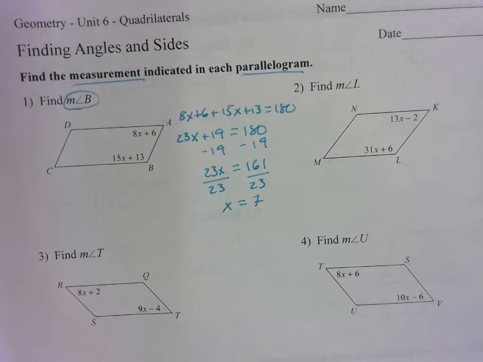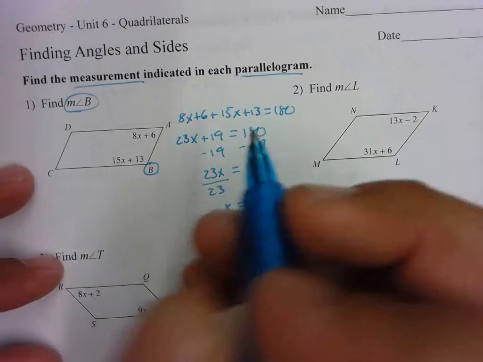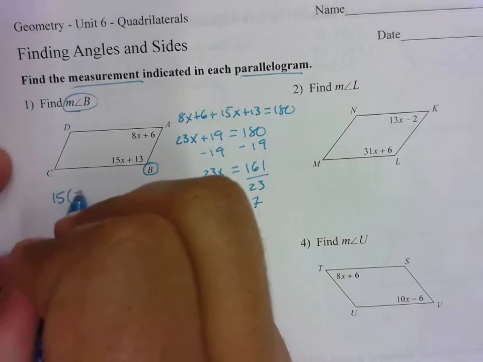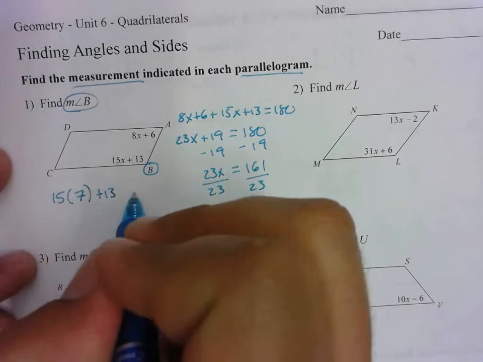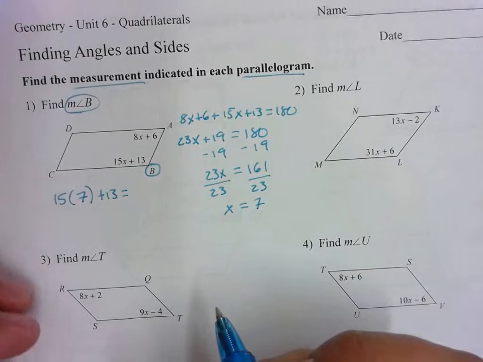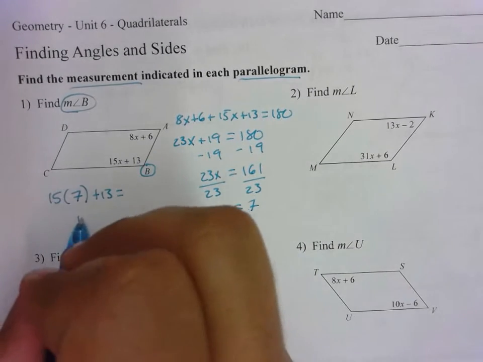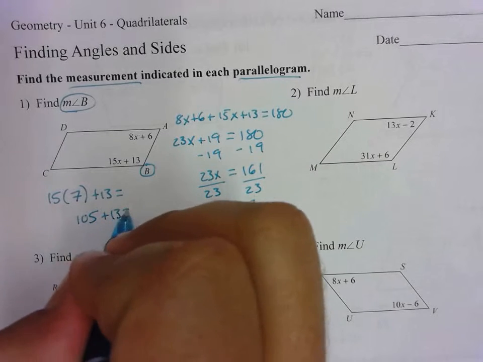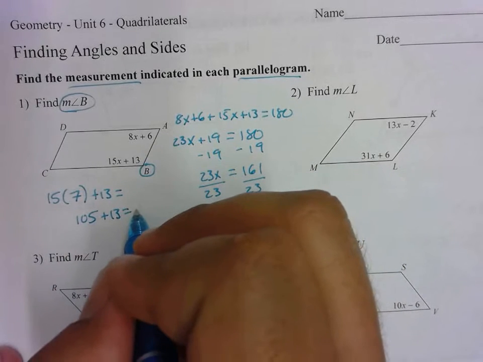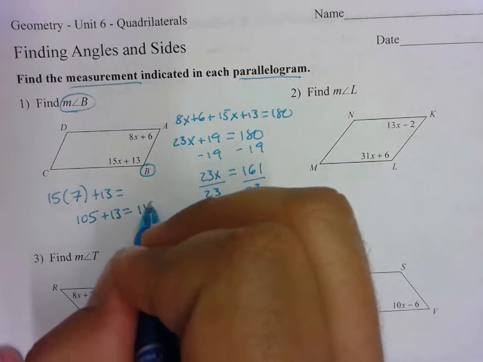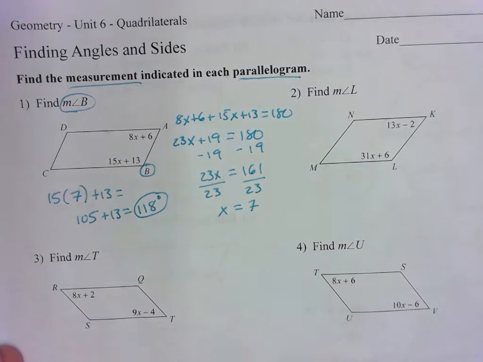You're done. Thank you for the few people that caught that. You're not done. You've got to plug it in. Plug it in where? Plug it into B. So you have 15 times 7 plus 13. 15 times 7 is 105, plus 13 equals 118. And there you go.